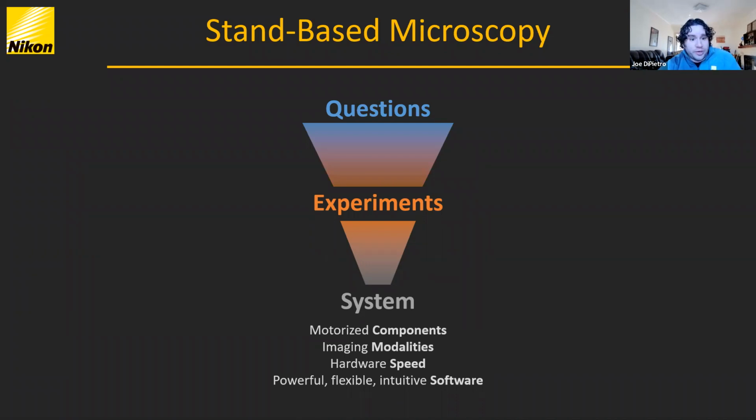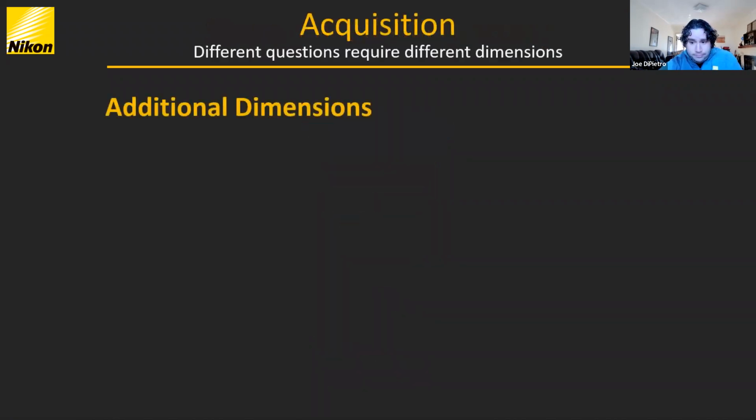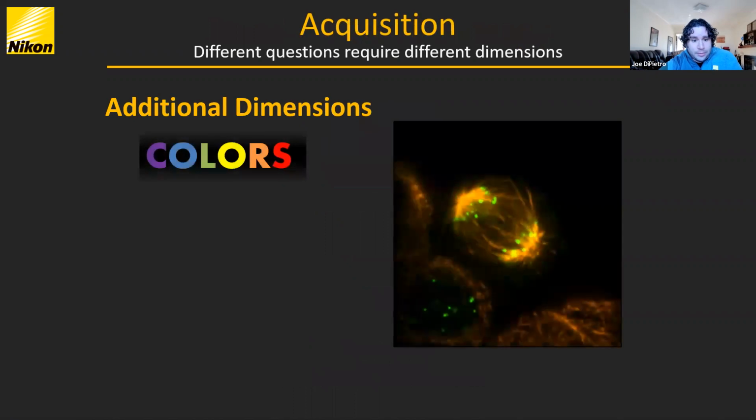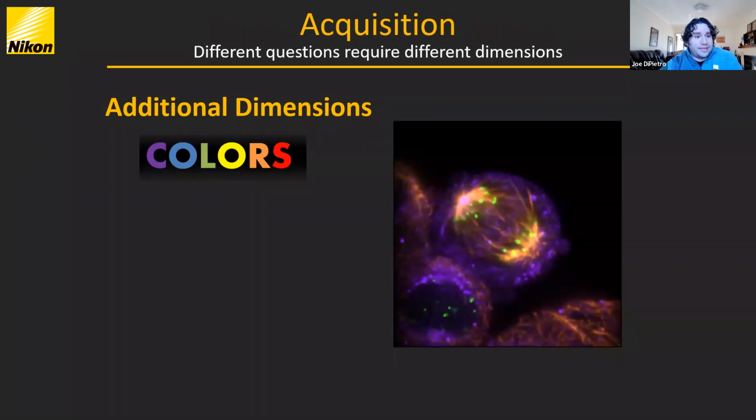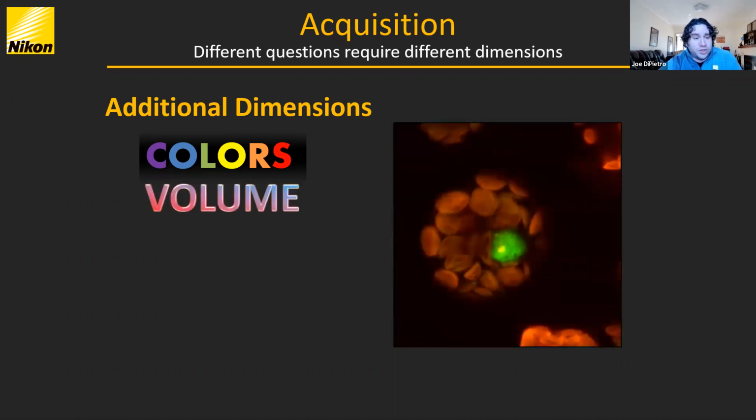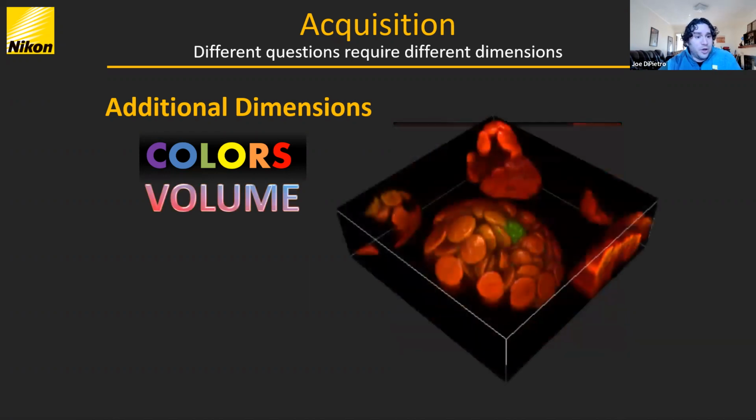So let's get a little bit more into how you would use them, right? Perhaps you have a sample with a lot of different colors. Well, we can use those motorized components and the software to take a multi-channel image. We talked about Z-Stacks already. As we know, biology isn't just two-dimensional. Our bodies and our cells are volumetric, right? And so if we want to accurately measure them, we need to be able to capture pictures of them in that dimension as well.